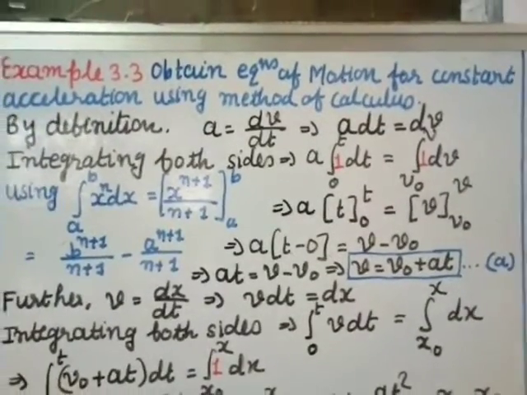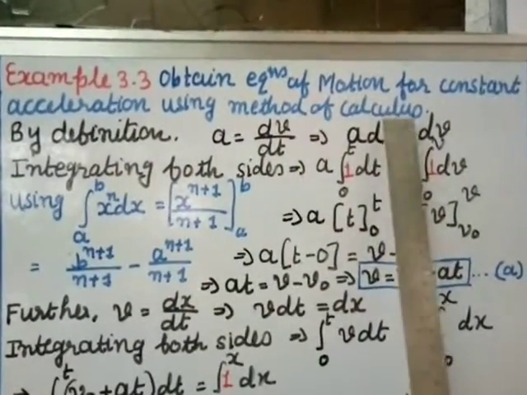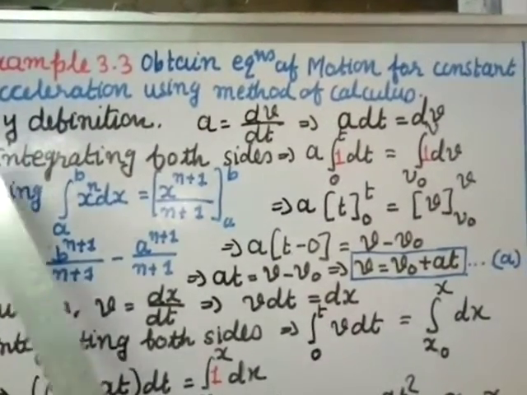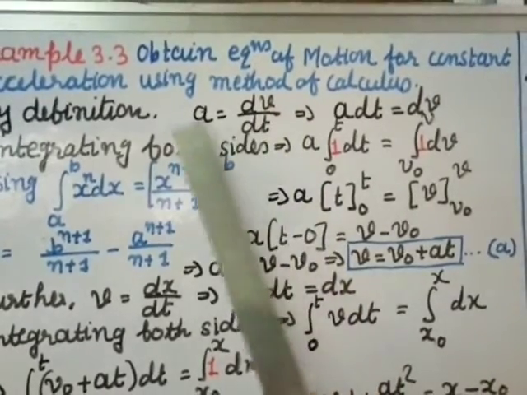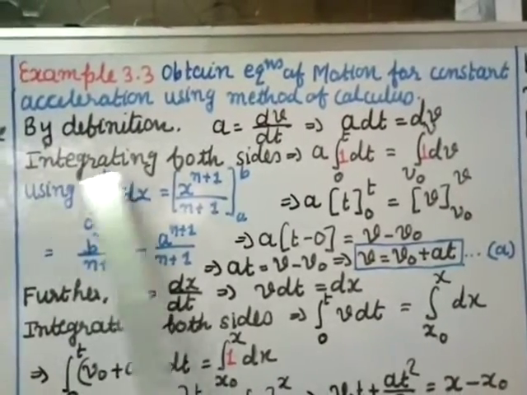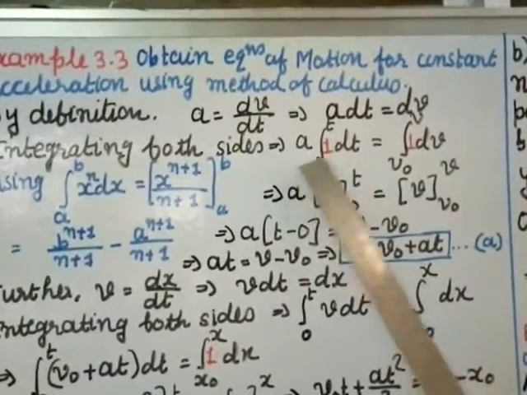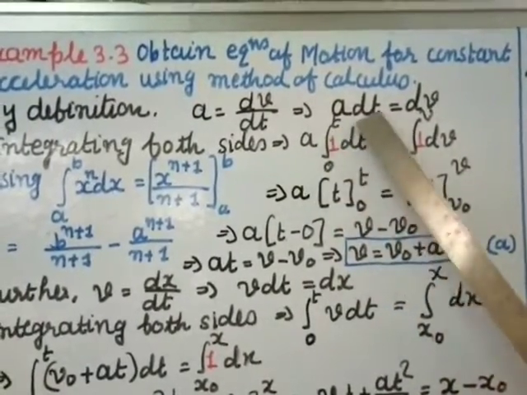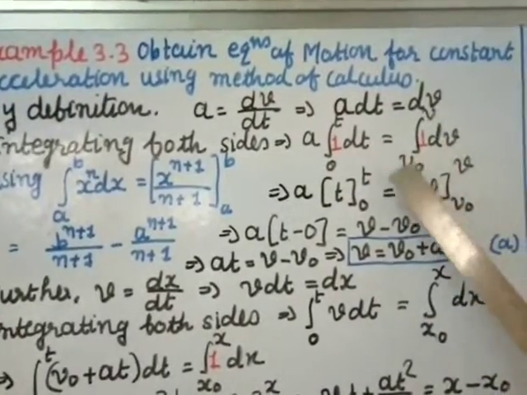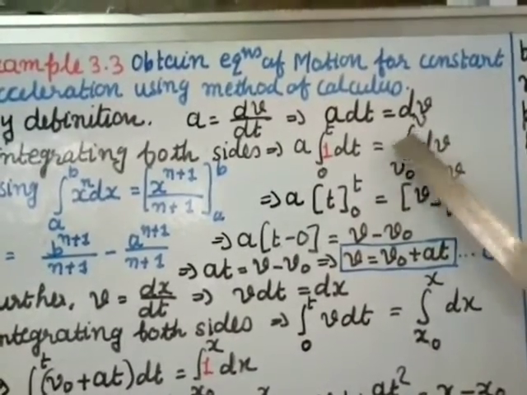Example 3.3. Obtain equation of motion for constant acceleration using method of calculus. So the same equations we will now derive using the method of calculus. By definition, a is equal to dv by dt. Transfer dt here, so you get a dt is equal to dv. Now calculus means we are going to integrate, so integrating both the sides. We write a, integral from 0 to t, initial time to final time, dt, equal to integral from v0 to v of dv. This is the sign of integration.